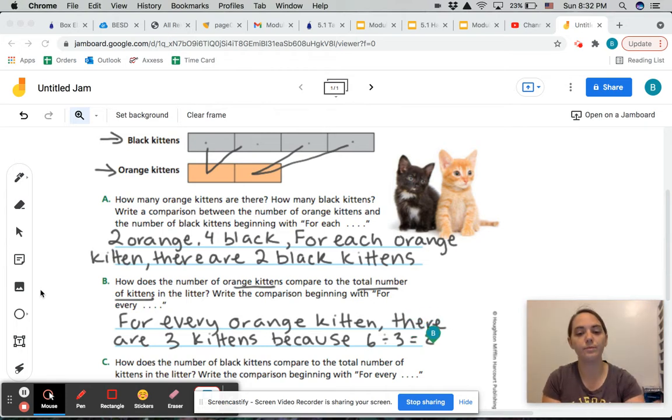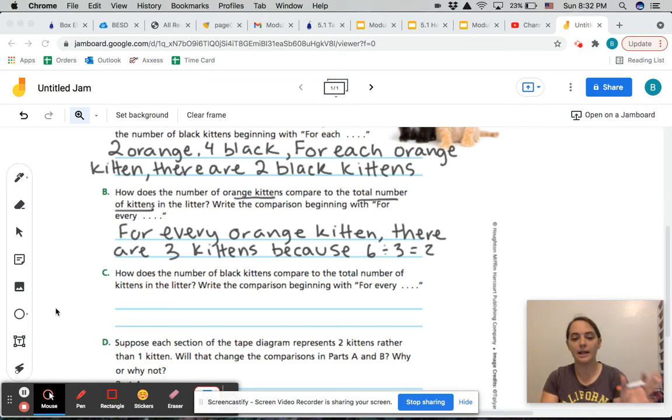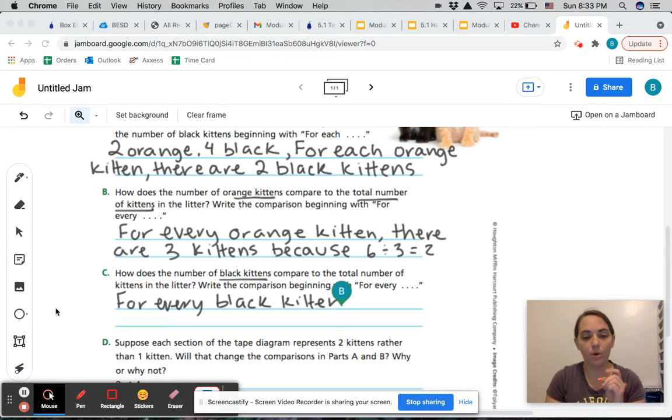So that's why. Okay. So part C here asks, how does the number of black kittens compare to the total number of kittens in the litter? So this is similar to part B. Instead of comparing orange kittens to the total number, we're comparing black kittens to the total number. So let's just do what we did before. We're going to start the sentence with "for every," and because the first one is the black kittens, we're starting with black kittens. For every black kitten, now the total number we have is 6.